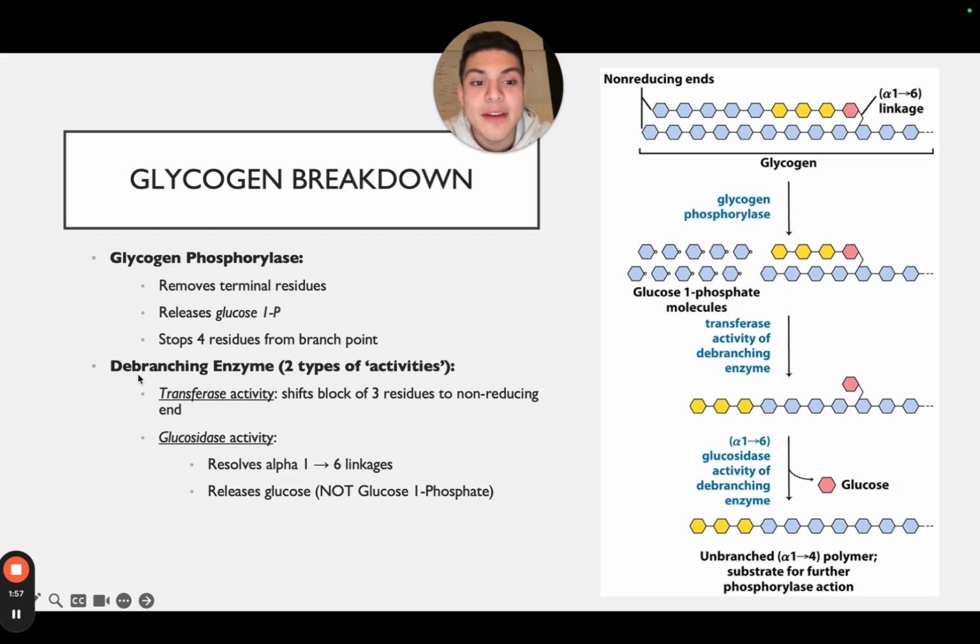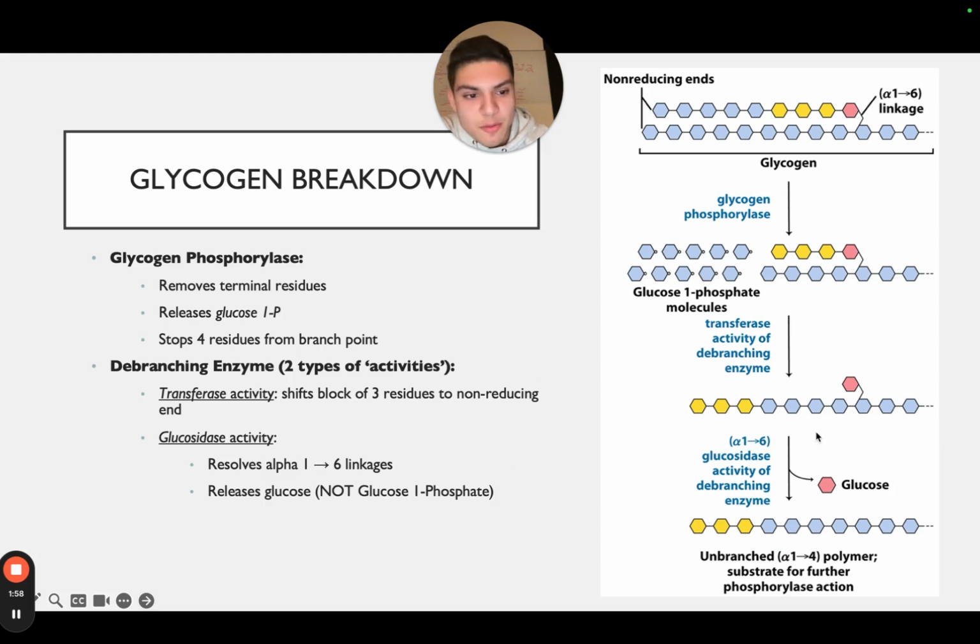What ends up happening is we have a debranching enzyme, and there are 2 types of activities within this enzyme: a transferase and a glucosidase activity. The transferase will take the three glucose monomers from the non-reducing end and transfer them over to the end of the chain, right? It shifts those 3 to the non-reducing end, and we're left with our last one.